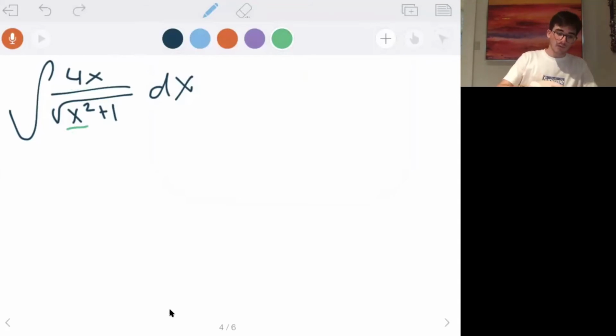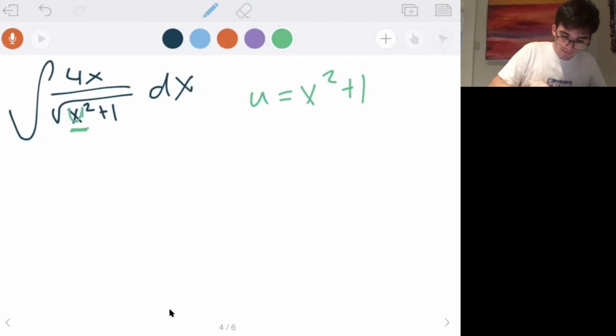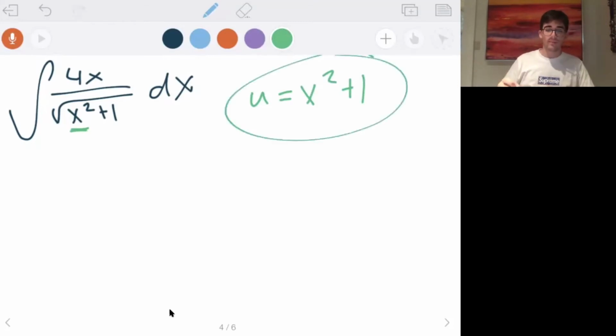Okay, so the next part comes to choosing your u. The u that I'm going to choose is going to be x squared plus 1. The reason I'm choosing x squared plus 1 instead of just that x squared is because if I were to just choose the x squared, all that happens is that I'm still stuck with a u plus 1, right? I'm still stuck with something inside of a square root. I'd rather just take the entire thing. That's usually the best bet. Okay, so u is your x squared plus 1.